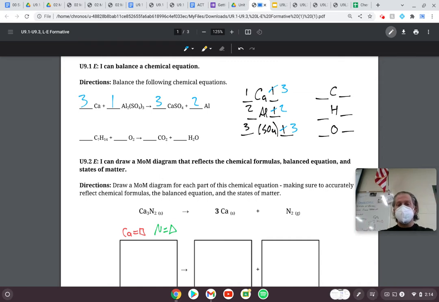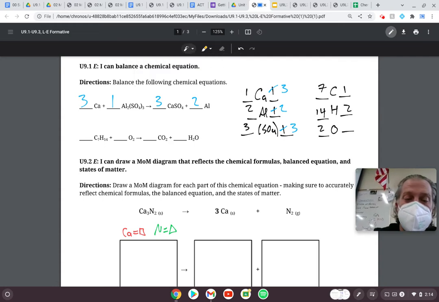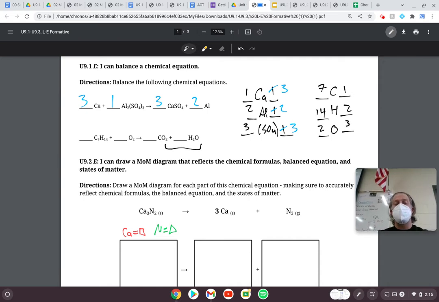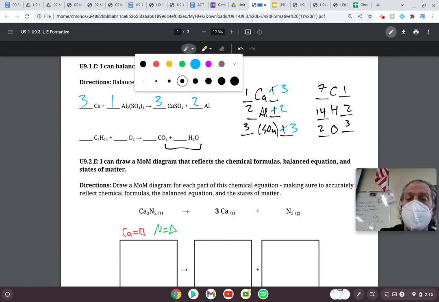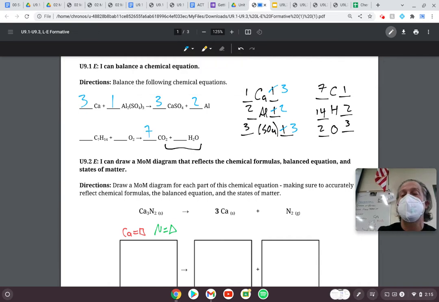The next one, I see that I have 7 carbons, 14 hydrogens, and 2 oxygens on the reactant side. On the product side, I have 1 carbon, I have 2 hydrogens, and this little tricky guy right here tells me I have 3 oxygens. Okay, so now I'm going to go ahead and start balancing, and I see that I have 7 carbons on the reactant side. I need to have 7 carbons on the product side, so I'm going to put a coefficient of 7 there, which will give me 7 carbons, and then the 7 times 2 for the oxygens gives me 14 oxygens here. So 14 plus the 1 that's there is actually 15 oxygens on the product side.